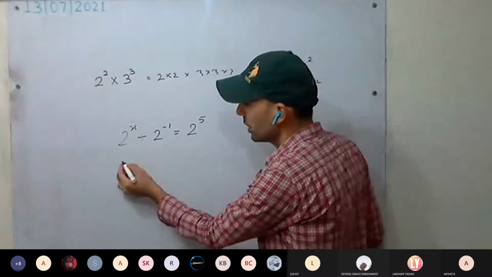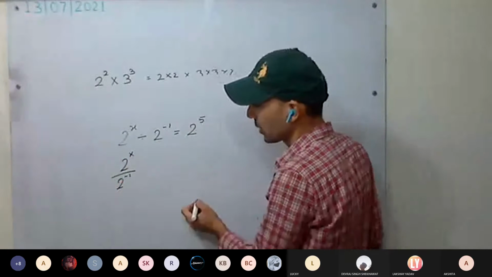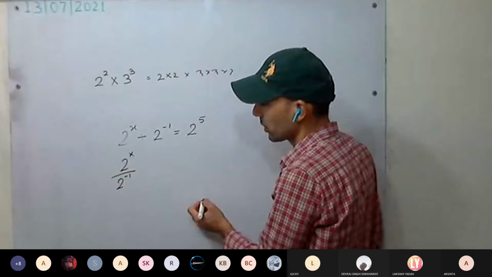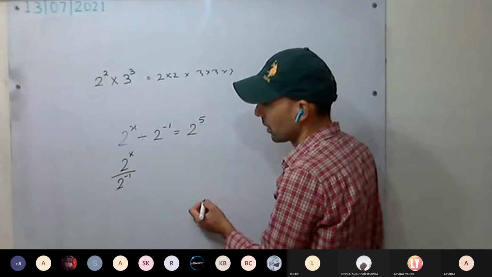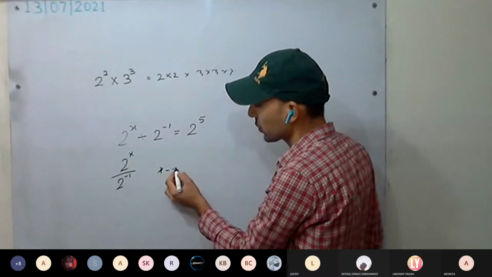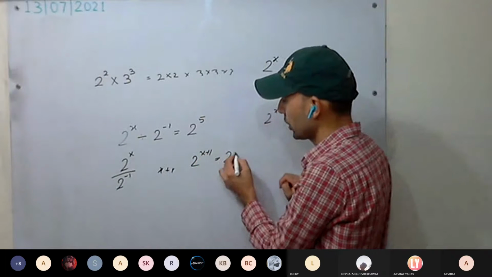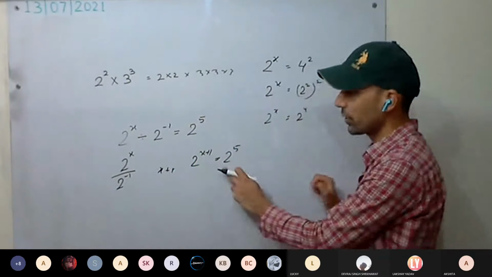First, we have to solve this one. 2 raised to power x, it is like this. 2 raised to power minus 1. Yes or no? Yes. So x minus 1 plus 1, it will be 2 raised to power x plus 1 equal to 2 raised to power 5. Now we can equate the powers.